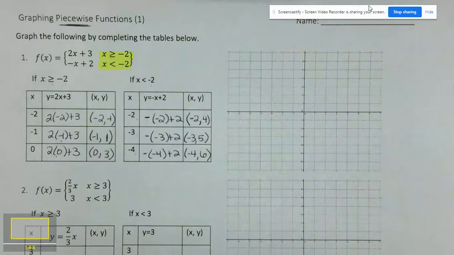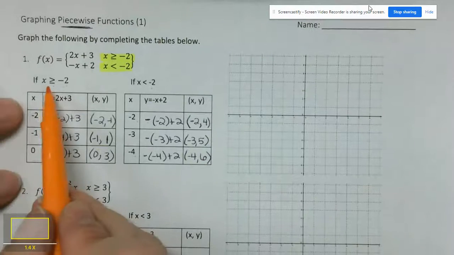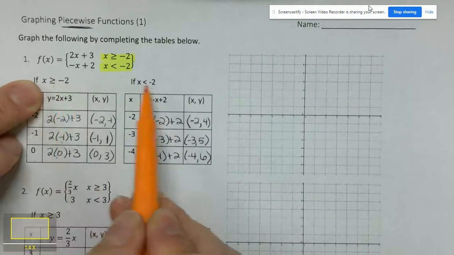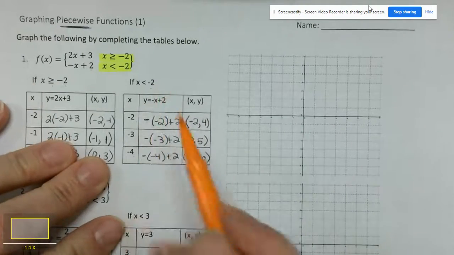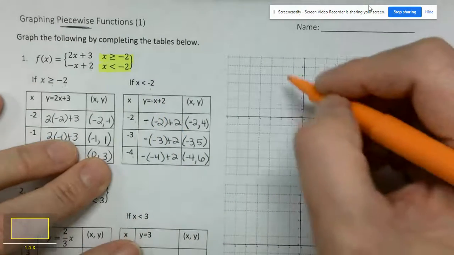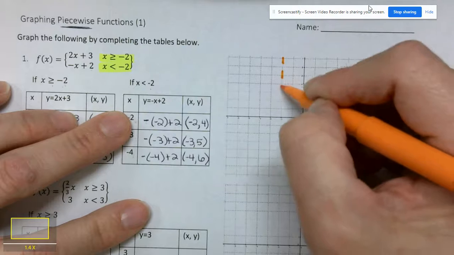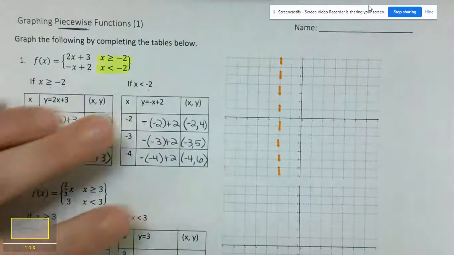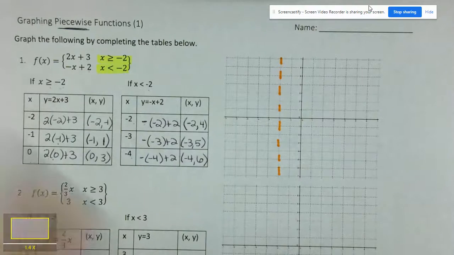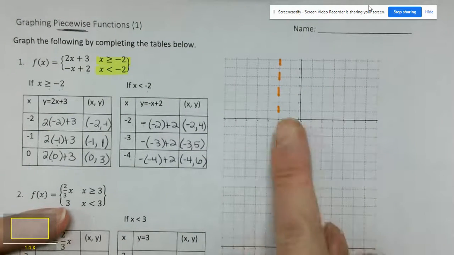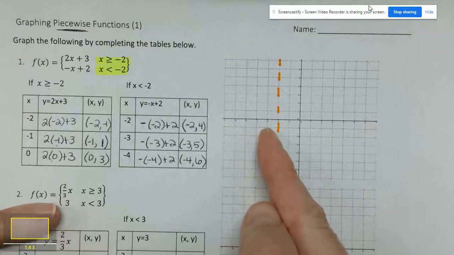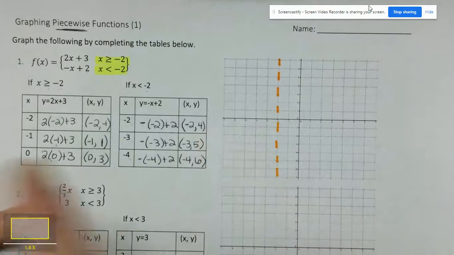Now, everything that we're doing is around this negative 2. This x is greater than or equal to negative 2, and x is less than negative 2. So I'm going to come over here, and I'm going to make that line down through here to show you where negative 2 is at. So all of our function here revolves around this line right here. So that means we're going to have something going on this side of the line, on the right, and we're going to have something going on the left side, okay?